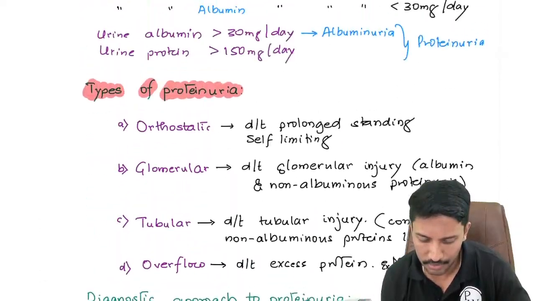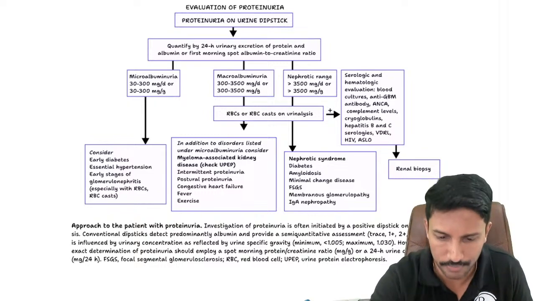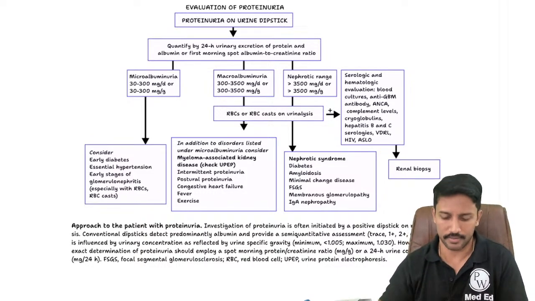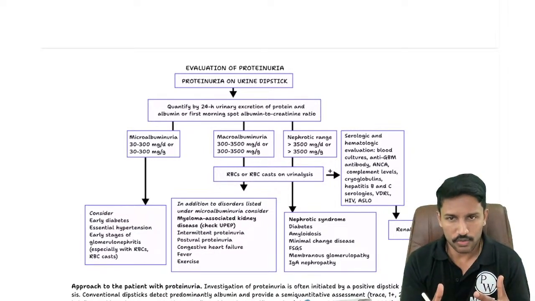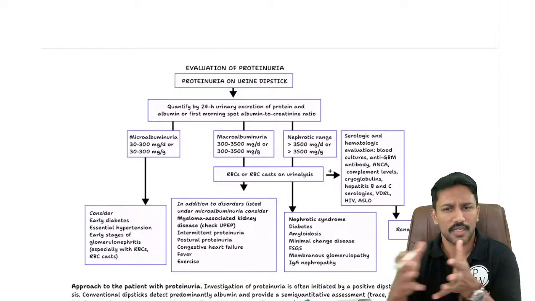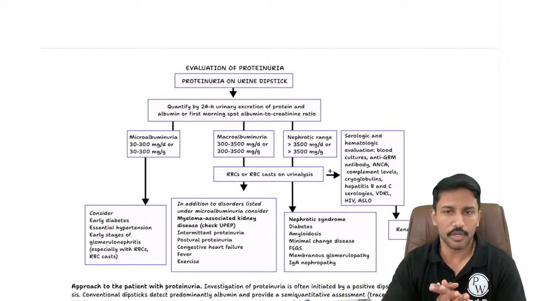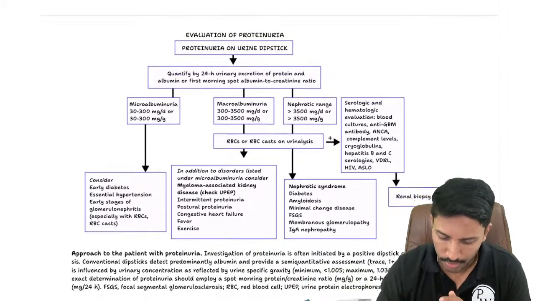So this is the classification of causes for proteinuria. After that, we will write an algorithm for the approach to proteinuria, and this is the most important part that examiners are particularly looking at. Now we know what proteinuria is, what the common causes are, and how to differentiate between the different ranges of proteinuria: micro, macro, and nephrotic range. Then, how do you evaluate a patient presenting with proteinuria?